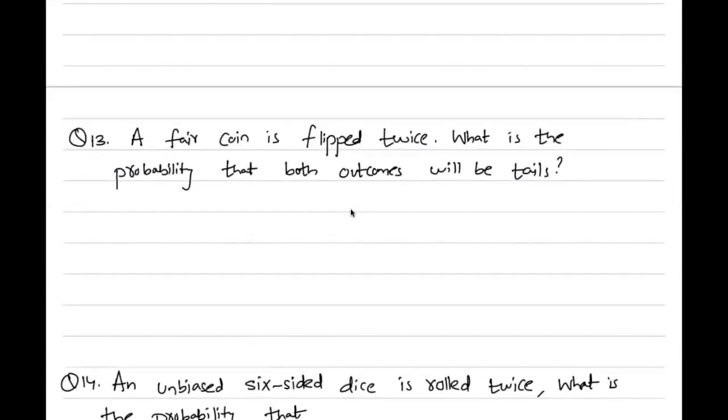So try this question. A fair coin is flipped twice. What is the probability that both outcomes will be tail? You want a tail in the first attempt and you want a tail in the second attempt as well. First, let us be clear on this: flipping the coin twice will generate two events. Flipping a coin once and flipping a coin twice.